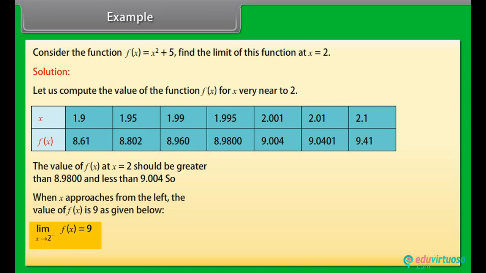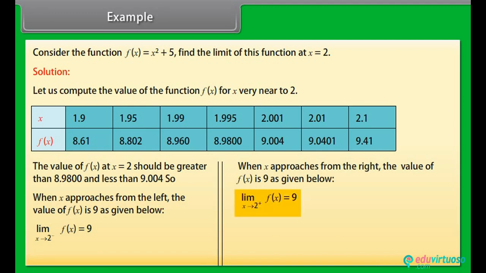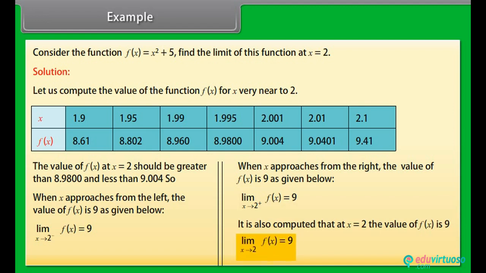Limit x tends to 2 minus of f of x is 9. When x approaches from the right, the value of f of x is 9 as given below. Limit x tends to 2 plus of f of x is 9. It is also computed that at x is equal to 2, the value of f of x is equal to 9. Limit x tends to 2 of f of x is 9.